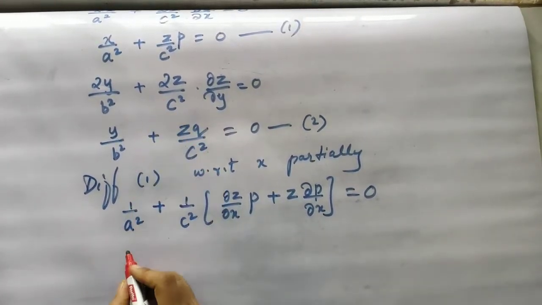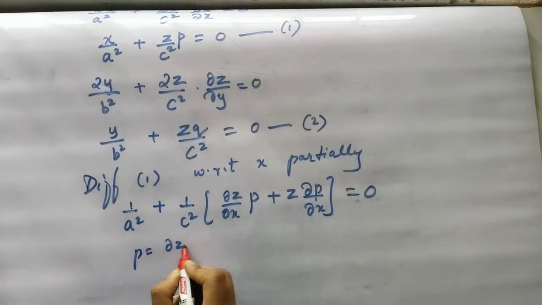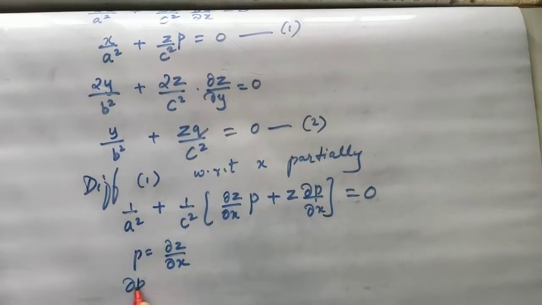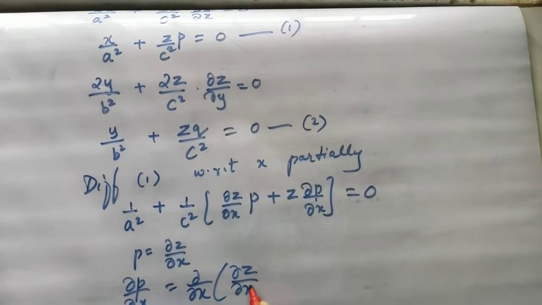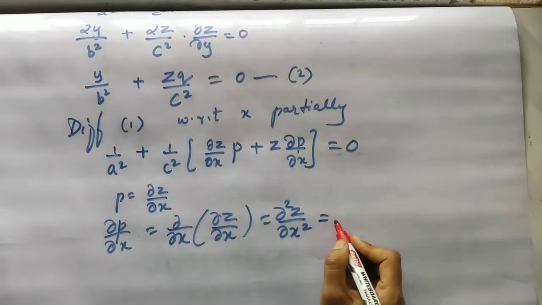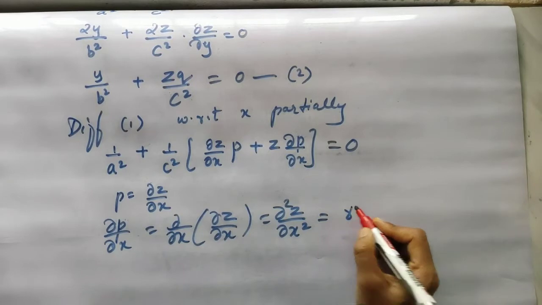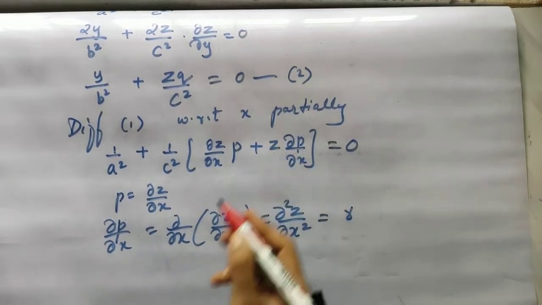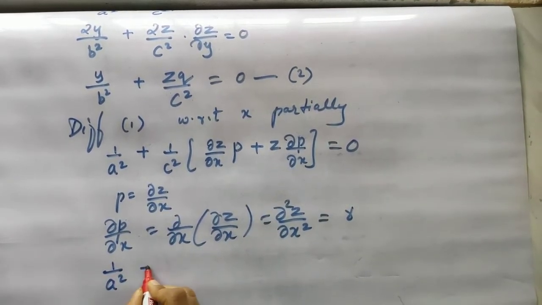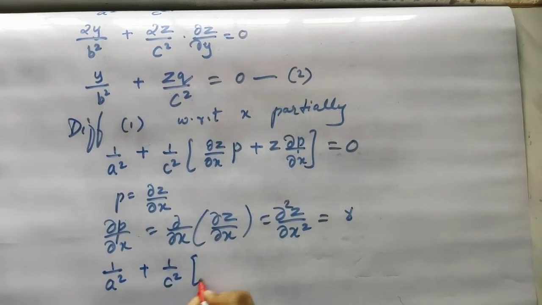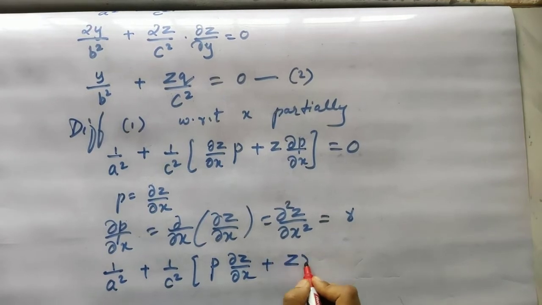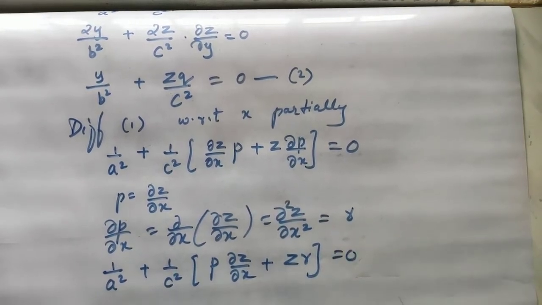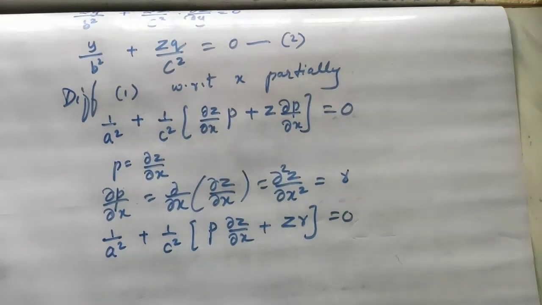Now what is p? P is dou z by dou x. What is dou p by dou x then? It will be dou by dou x of dou z by dou x. So it is dou square z by dou x square, right? So what is dou square z by dou x square in our notations? We have denoted it by r. So we can substitute it here. So it will be 1 by a square plus 1 by c square into p into dou z by dou x plus z into r is equal to 0. Okay, this is what you get.